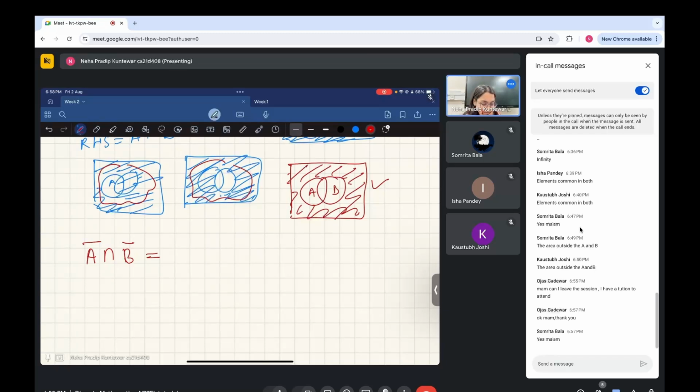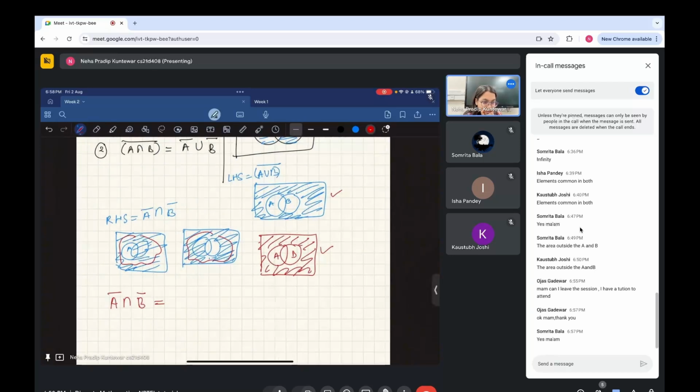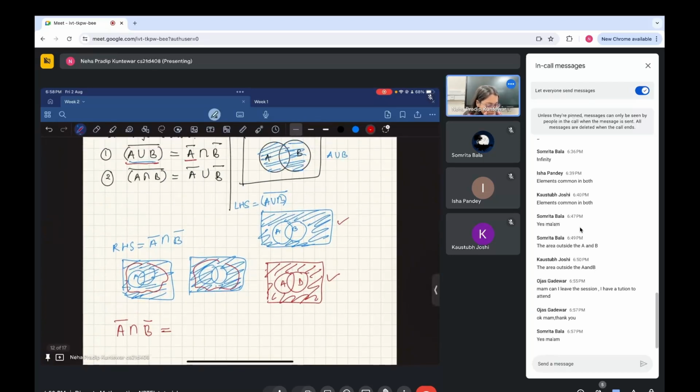So this is A bar intersection B bar. What identity would you use? Can you use some De Morgan's law to write this in a different way? Okay, so this is nothing but A union B whole complement, which is the first identity that we had. So is this okay with everyone? This is nothing but De Morgan's law.